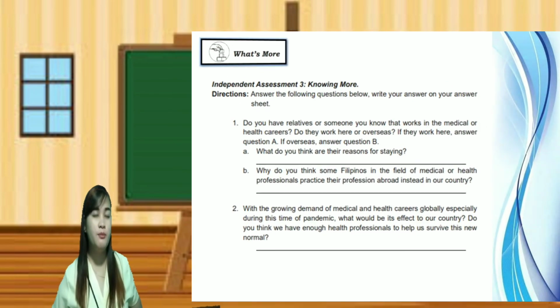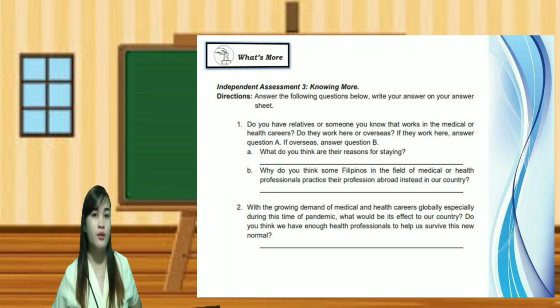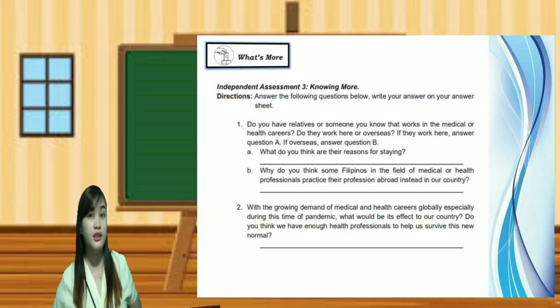Next, independent assessment number 3. Knowing more. Directions: answer the following questions below. Write your answer on your answer sheet. Number 1 question is, do you have relatives or someone you know that works in the medical or health careers? Do they work here or overseas?